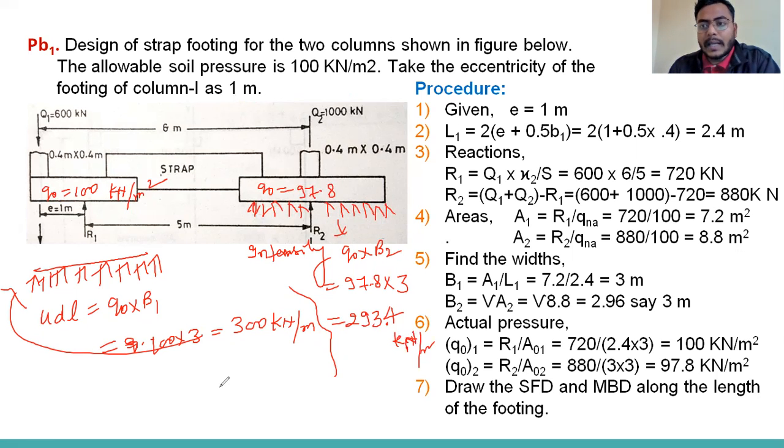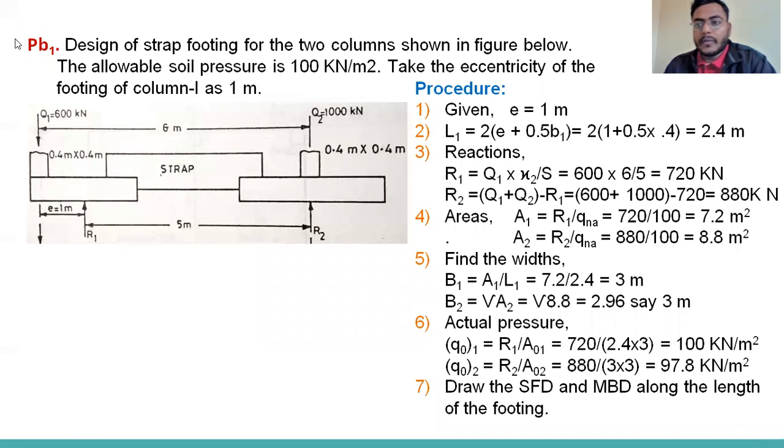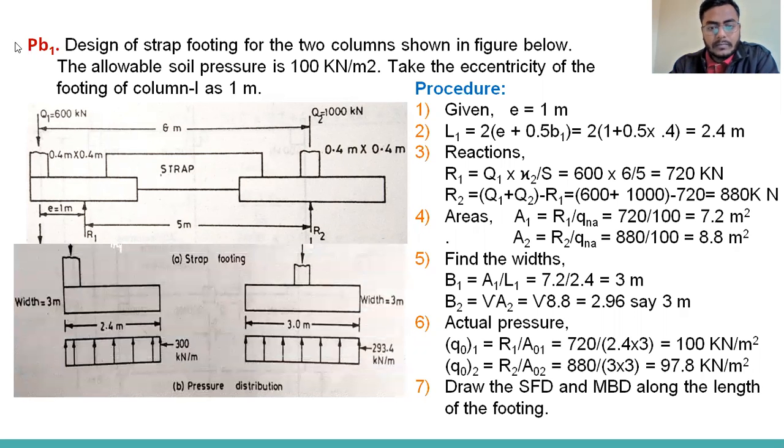Okay, so now once we have the intensity, then we can draw the shear force diagram and bending moment diagram along the length of the footing. So first, before drawing the shear force diagram, draw a line diagram so that we can understand it better. I have mentioned the same thing here. You can see this is the 300 kN per meter, that is the intensity, and 293.4 kN per meter, that is the intensity below the second footing.